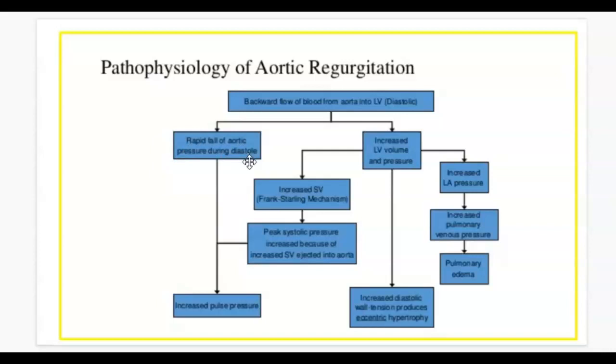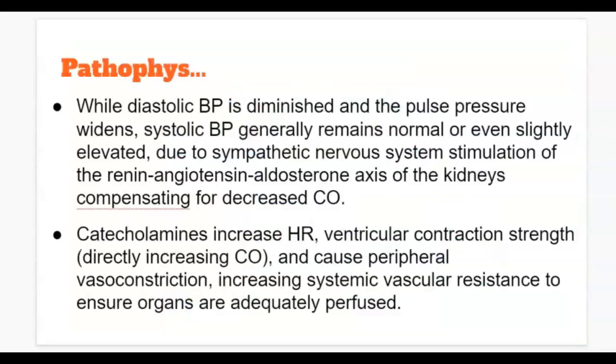Rapid fall of aortic pressure during diastole because it's leaking back, and so on and so forth. So, the pathophys in writing: while diastolic blood pressure is diminished and the pulse pressure widens, systolic blood pressure generally remains normal or even slightly higher due to sympathetic nervous system stimulation by the kidneys, compensating for decreased cardiac output.